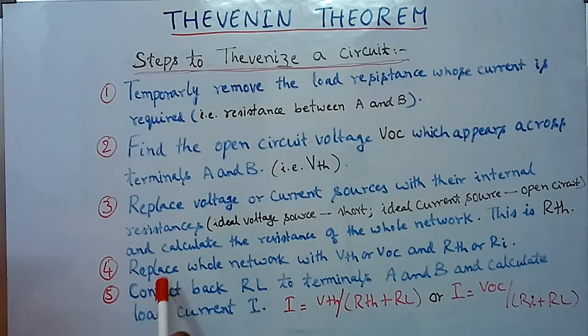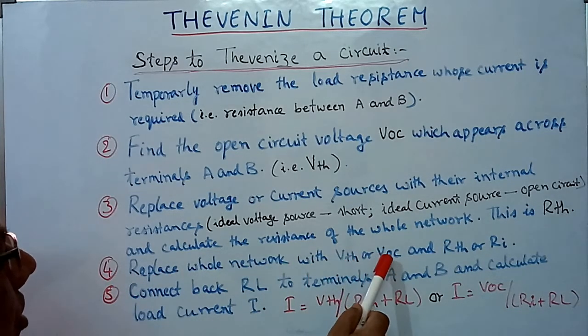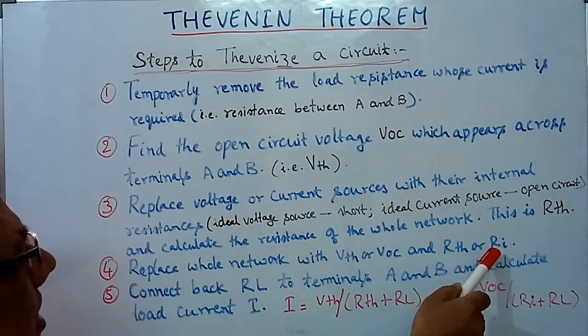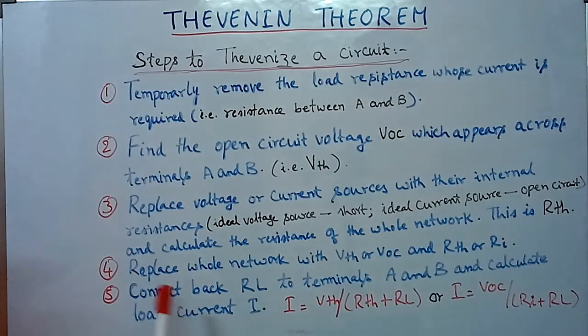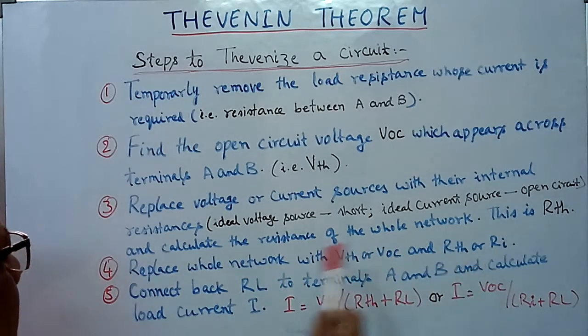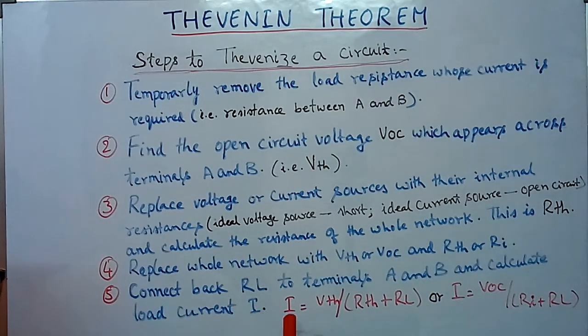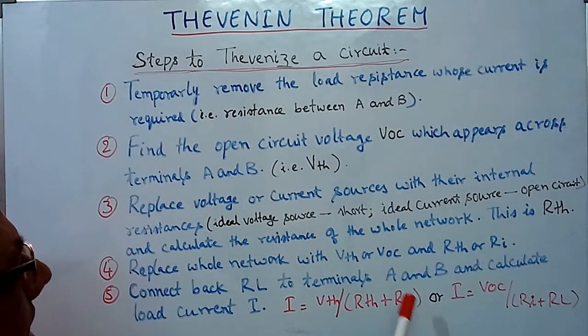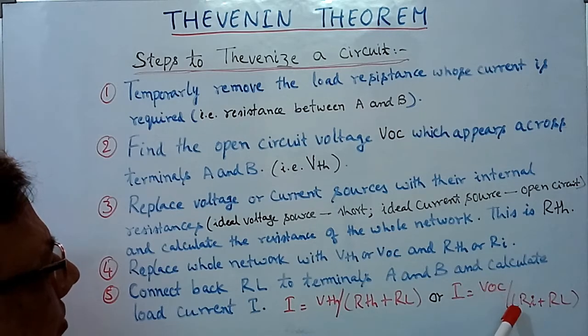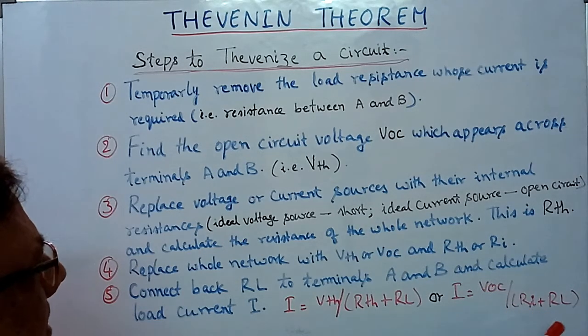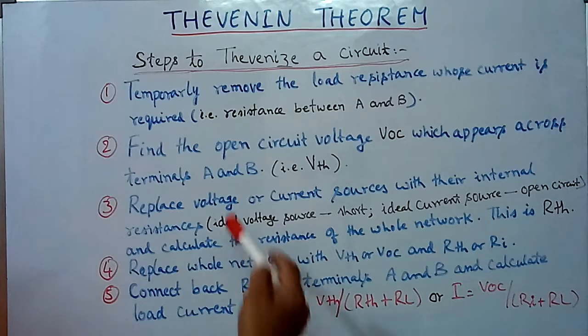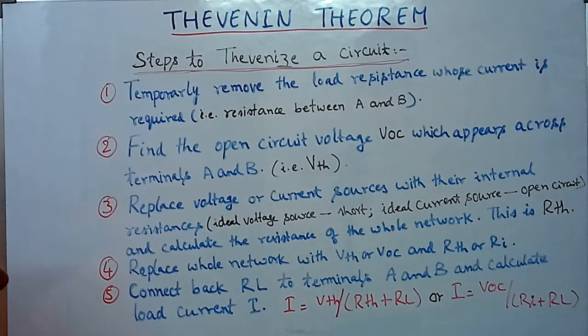Step 4. Replace whole network with VThevenin or VOC and R Thevenin or Ri. Step 5. Connect back RL to terminals A and B and calculate load current I. I equal to VThevenin by R Thevenin plus RL, or I equal to VOC by Ri plus RL. These are the steps to Thevenize a circuit. Now let us dive into the example.